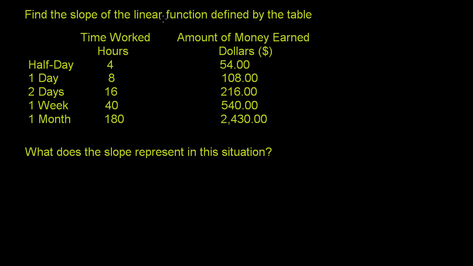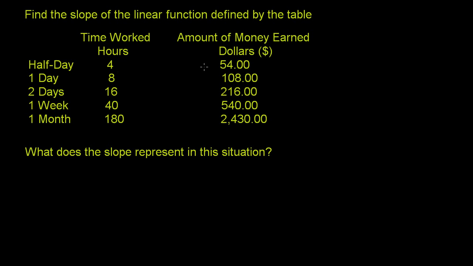Find the slope of the linear function defined by the table. And they give us a table here. They define certain amounts of, I guess these are shift lengths. And then they say how many hours is a half a day, is a full day, is 2 days, is a week, is a month. And then they tell us how much money do we make in each of those time periods.